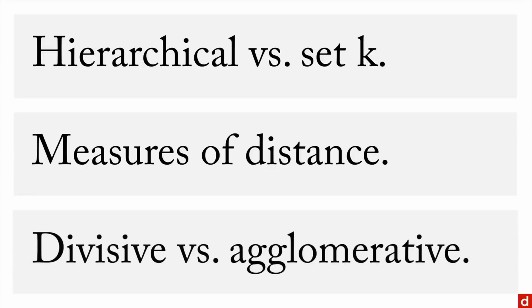There's also the question of whether you want to start with everything together and split it up in a divisive procedure, or start with everything separate and put it together in an agglomerative procedure. By default, some programs like R do divisive, but by default, SPSS does agglomerative. You basically end up with the same general findings anyhow, so it's really not a huge difference.